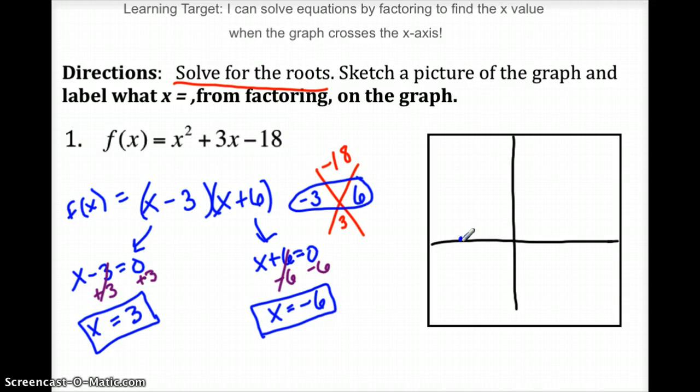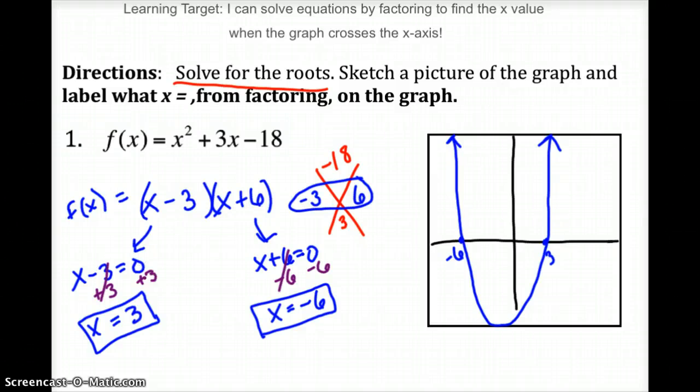So let's say here this is negative 6, and let's say roughly here this is 3. So we're going to have kind of a skinny shaped U that probably should go all the way down to the bottom of our box because it went way down there. Okay, so that's kind of a rough picture of what our graph looked like. So that's what I'm looking for.